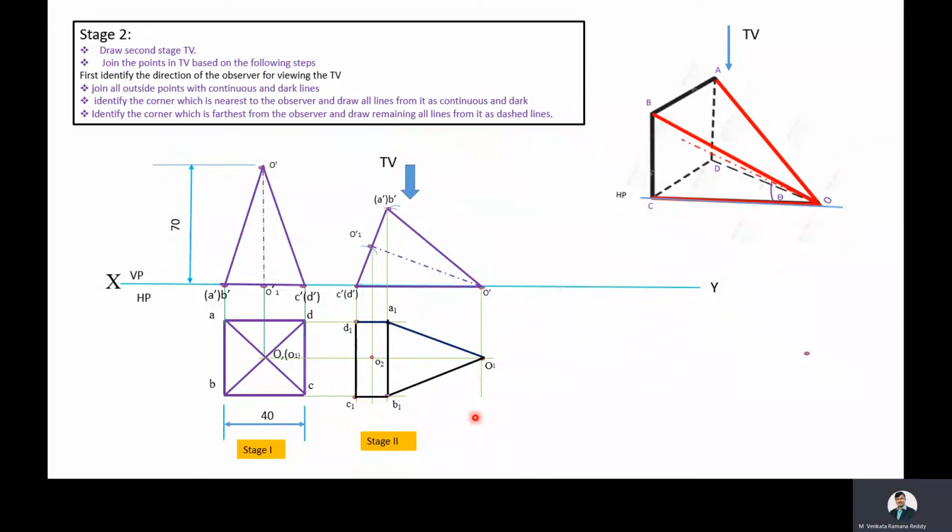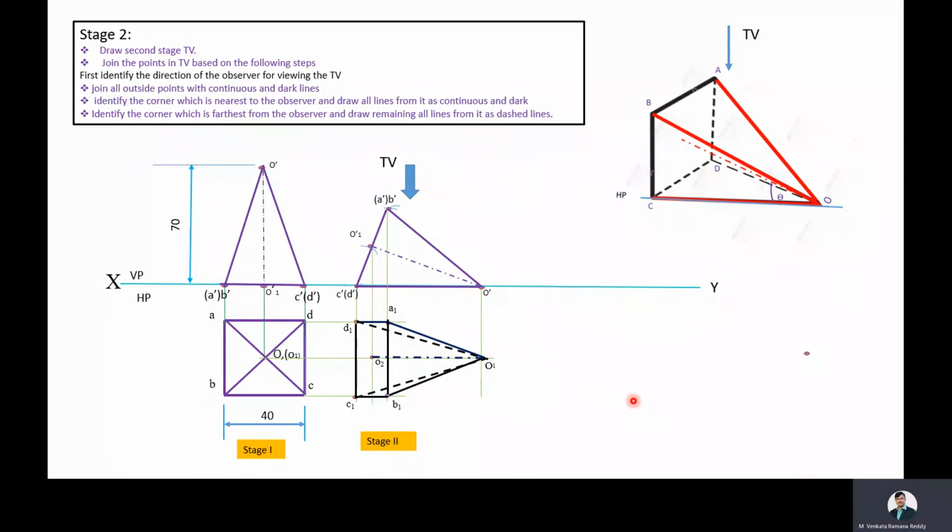Then we'll move to the third step. Identify the corner or corners furthest from the observer. Here C dash D dash corners are furthest from the observer. So these corners containing the remaining lines are drawn as dashed lines. Here O1 D1 dashed line, O1 C1 also dashed line. Then O1 O2 is an axis line. With this we completed drawing the second stage top view as well as the second stage solution.